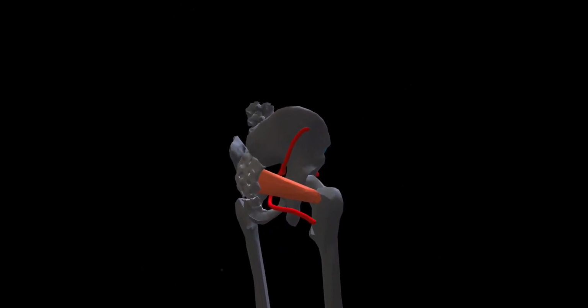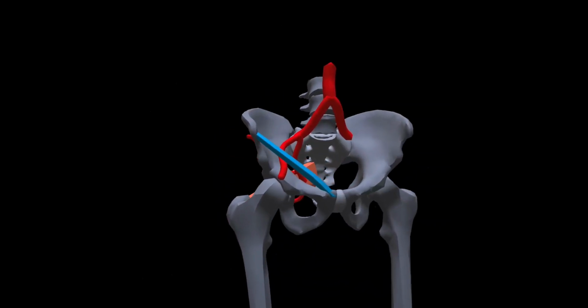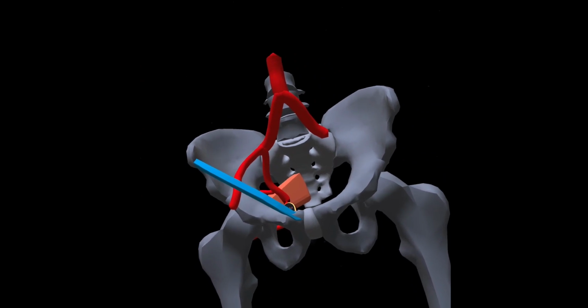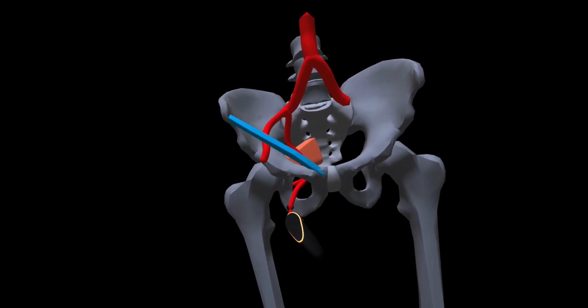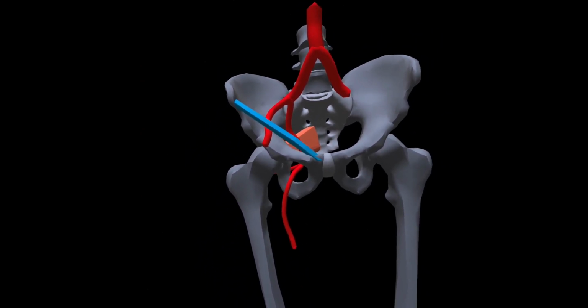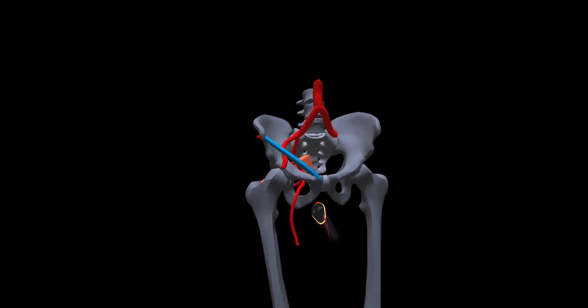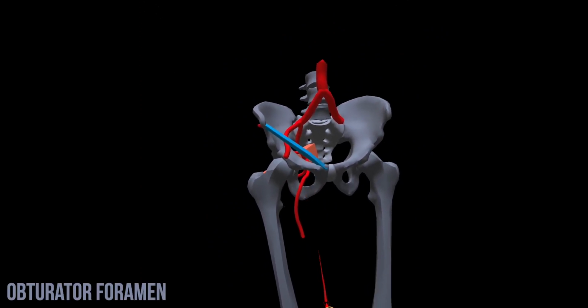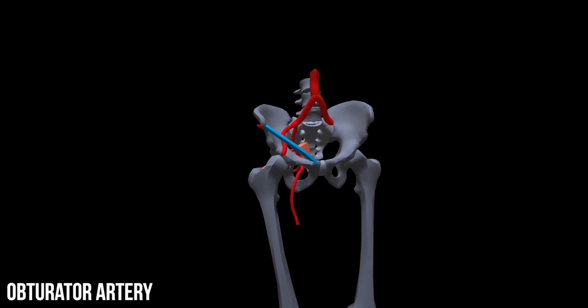Another branch of the internal iliac heads anteriorly through an opening in the front of the pelvis and supplies the medial aspect of the thigh. This opening is known as the obturator foramen, and so the vessel is the obturator artery.